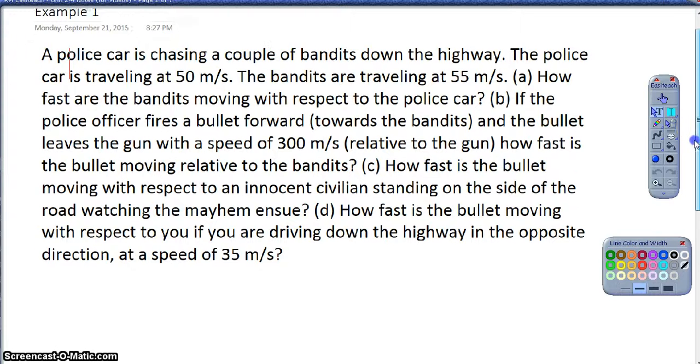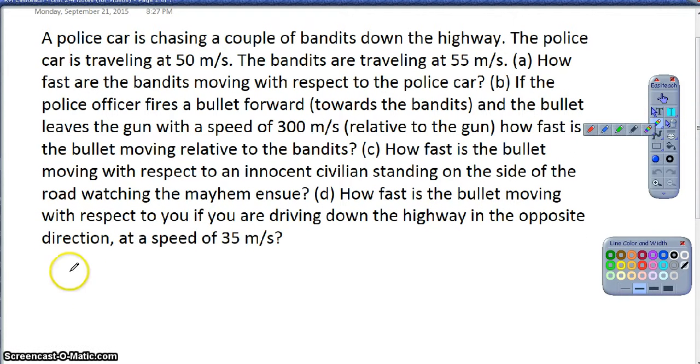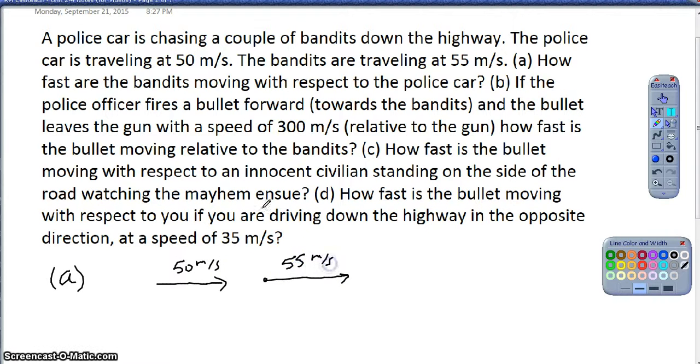Right, so we've got a variety of different situations. For part A, and obviously if you need to pause it and read through this, please do, but I'll go through it pretty quickly. You've got the car traveling after the bandits at 50 meters per second. The bandits are traveling at 55 meters per second. So how fast are the bandits moving with respect to the police car? Well, since they're going the same direction, the bandits are moving 5 meters per second, and I'll define that as a positive 5 meters per second with respect to the police car.